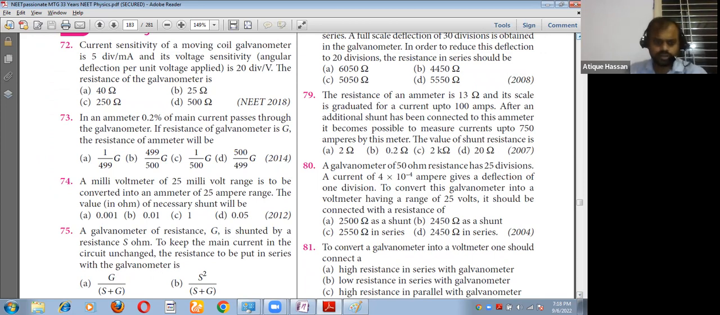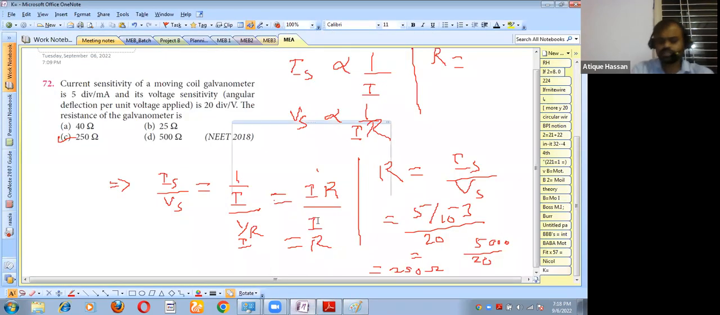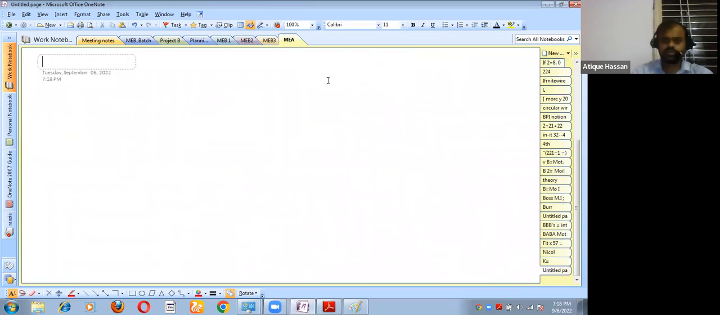Now I'm going to show you the conversion. That is very easy and very important. Every time questions are asked on conversion. So that is the most important part of MCG.